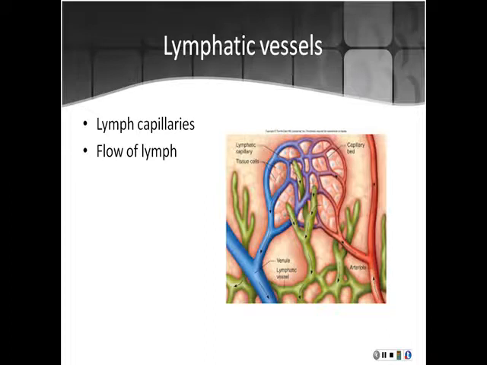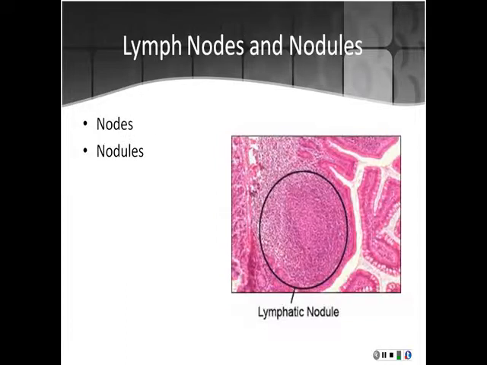Lymph from areas below the diaphragm and the upper left quadrant enter the thoracic duct, and then it's returned to the blood in the left subclavian vein. And then lymph from the upper right quadrant enters the right lymphatic duct and then is returned to the blood in the right subclavian vein. So that's the flow of the lymph.